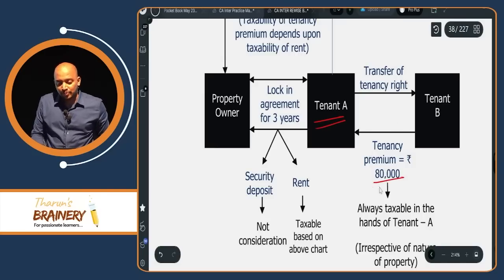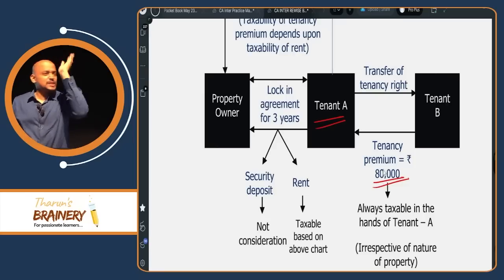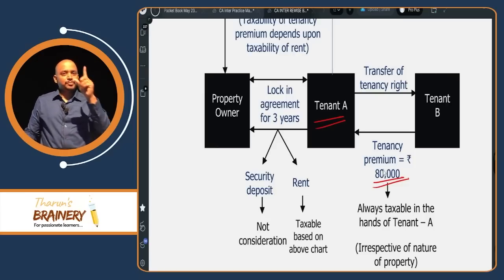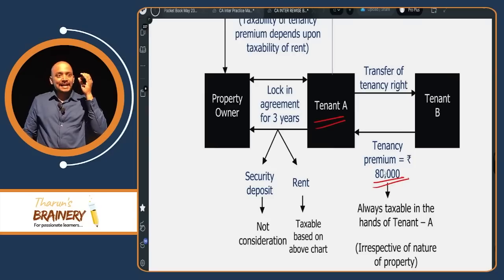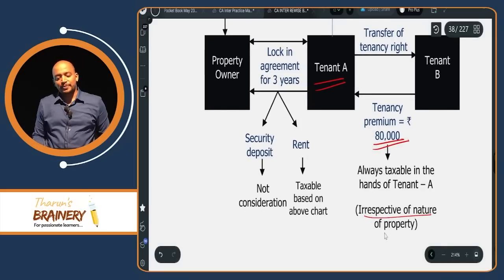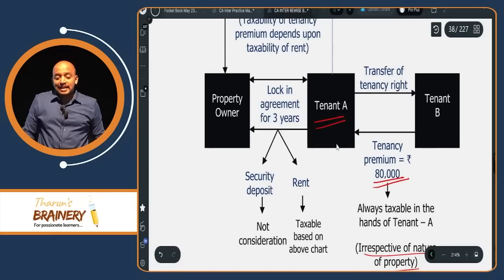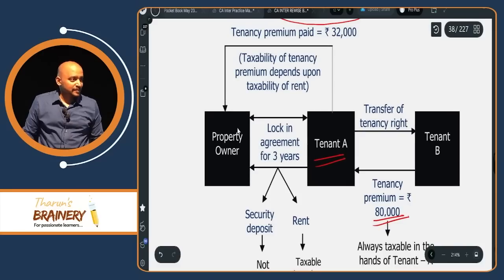This 80,000 rupees will always be taxable in the hands of tenant A irrespective of the property. So what is the point you need to remember? Come on. Tenancy premium received by tenant A, or tenancy premium received by a tenant, will always be taxable irrespective of the nature of the property. Understood? Whereas this tenant A may share some tenancy premium with the property owner.